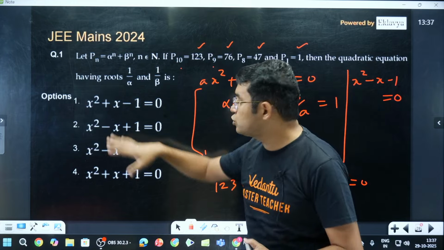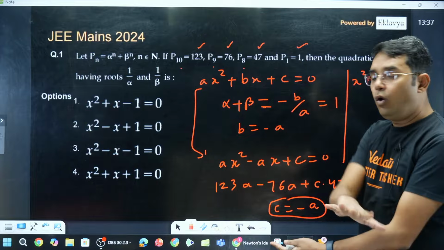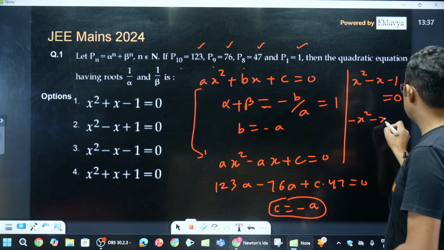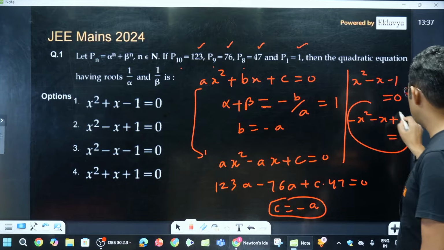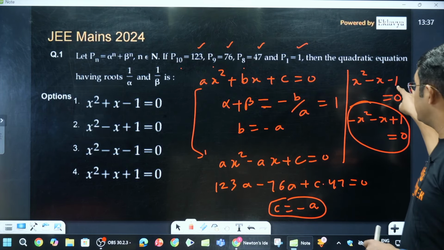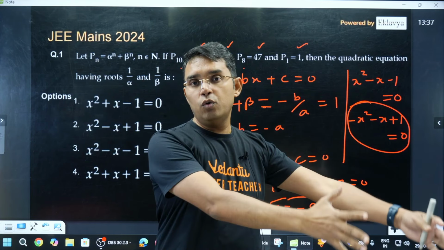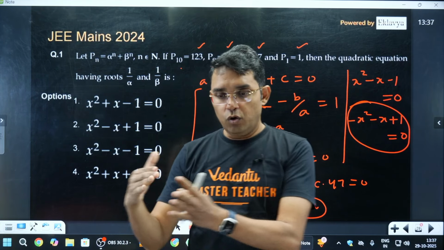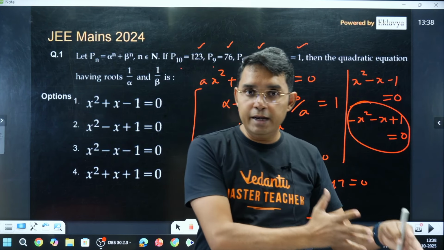Now they are asking for roots 1 upon alpha, 1 upon beta. We just change the order of the coefficients. So minus 1 will come here, then minus x plus 1 is equal to 0. That will be the final answer of this question. You can multiply by minus 1 to match your option. I think this is also important: whenever roots are reciprocal of your original equation, you just have to reverse the coefficients. The constant term will become leading, the second lowest term will become the second leading term, and so on.